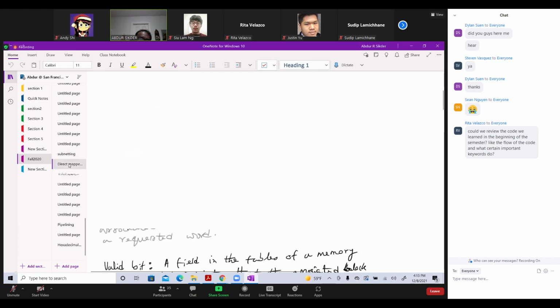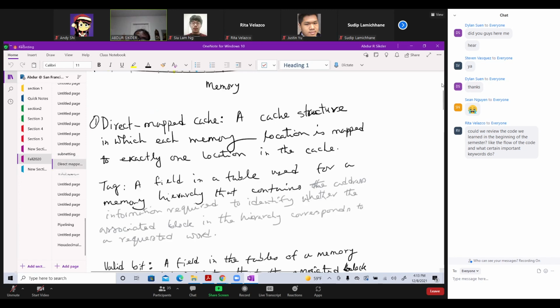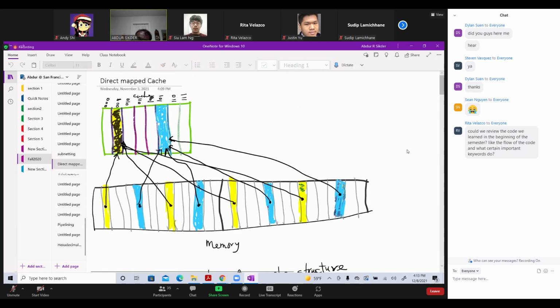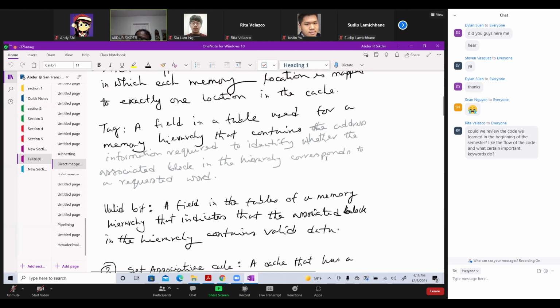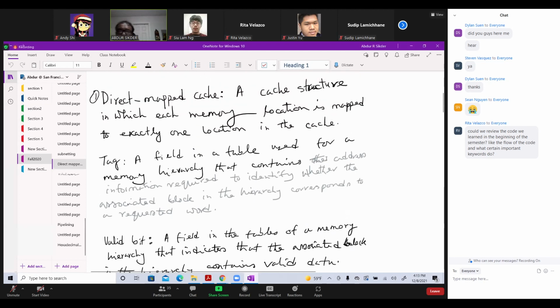And then, of course, direct map. Cache structure in which each memory location is mapped to exactly one location in the cache. That's a direct map. That's what we did the calculation, all this mathematical solution for only direct map cache. We didn't do any other set associative or full associative. So don't worry about that for the exam.